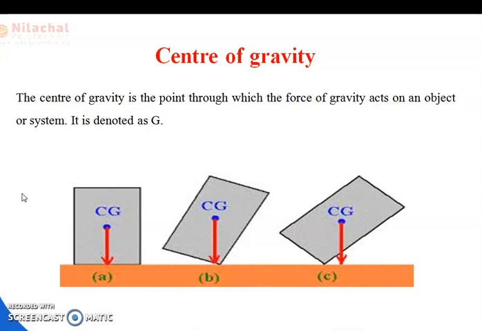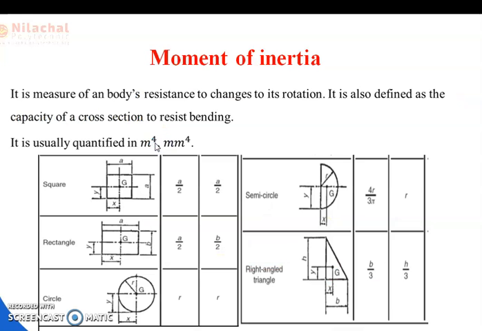Your Theory 1 paper, which is named Structural Mechanics. So in the previous class we have already read about the center of gravity. Then we read about a lot of formulas for various kinds of shapes, like the square shape, rectangular shape, circular and semicircular, and right angle triangle. So today we will discuss the moment of inertia.